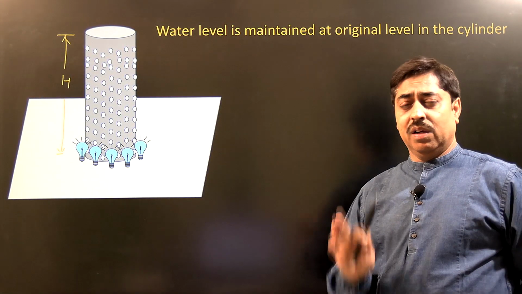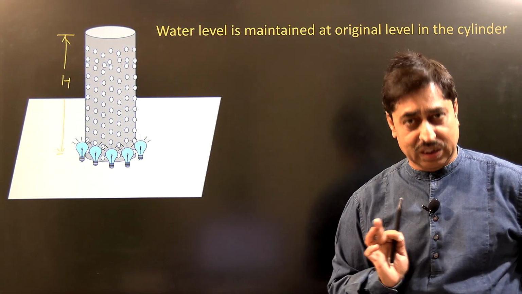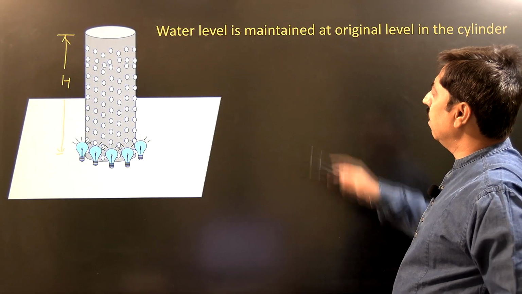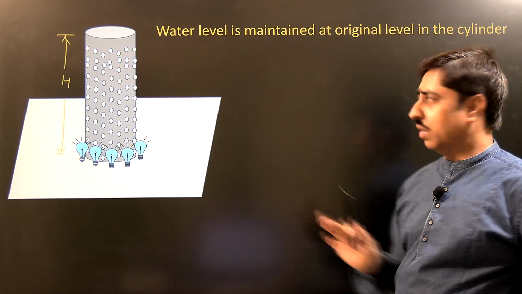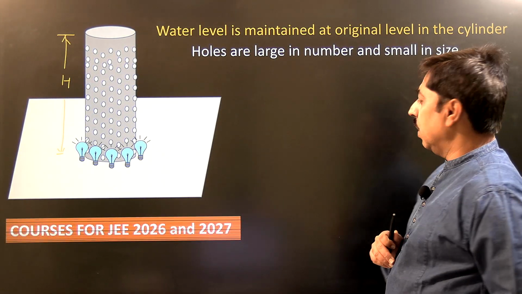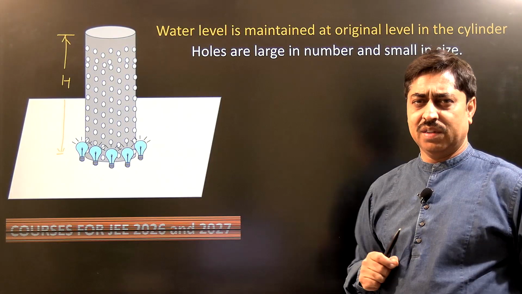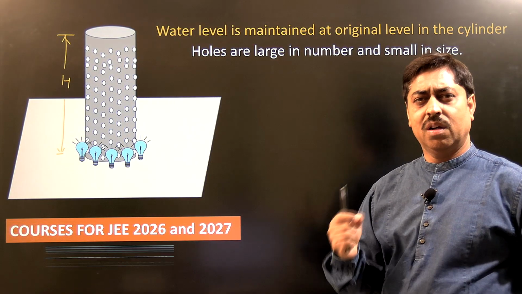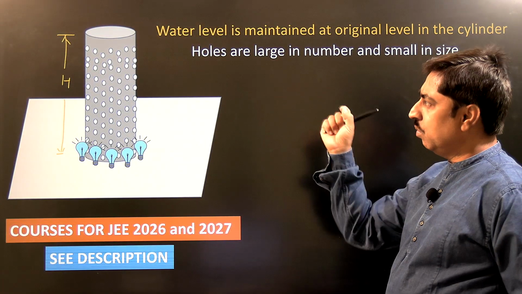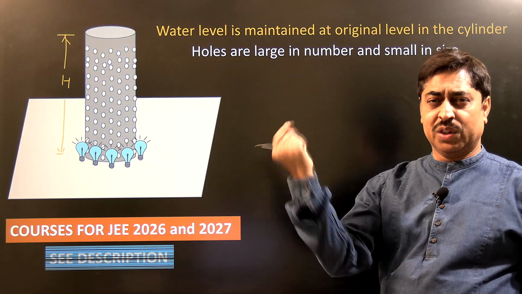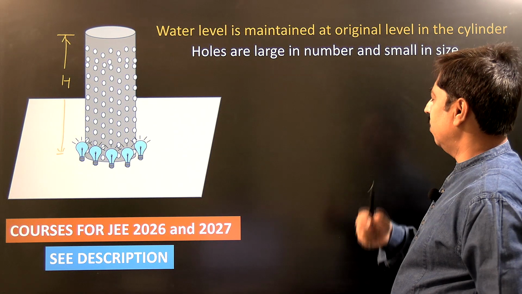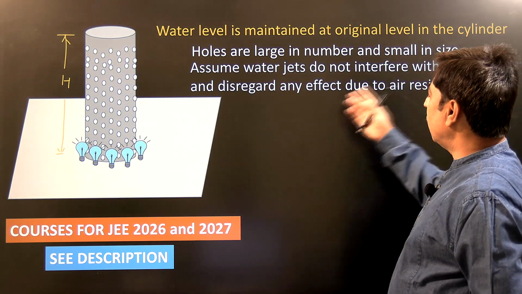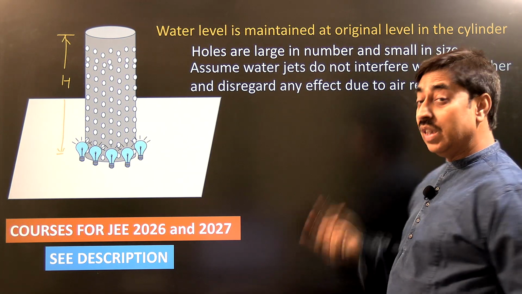So let me reiterate some of the assumptions that we will be taking up here. Water level is maintained at the original level in this cylindrical tower. Holes are large in number and small in size. There are many holes and all of them are very small compared to the radius of the cylinder; the cross-sectional radius of the cylinder is quite large compared to that of the holes. Assume water jets do not interfere with each other.